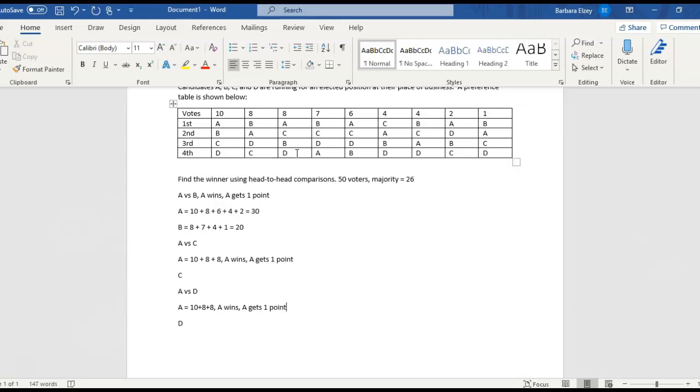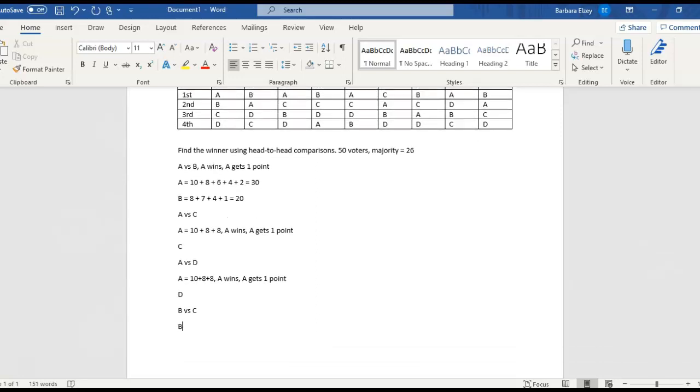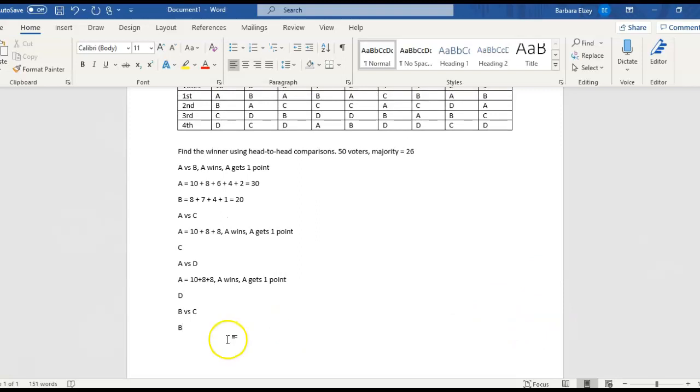Now, we've compared A to everybody, so let's go to comparing B to everybody. We've already compared B to A, so we don't have to do that one, but let's do B versus C. All right, so B versus C. Again, let me move down here.